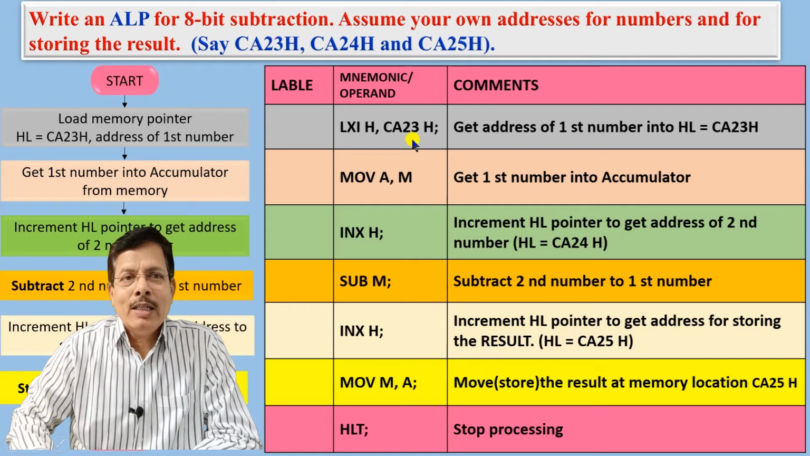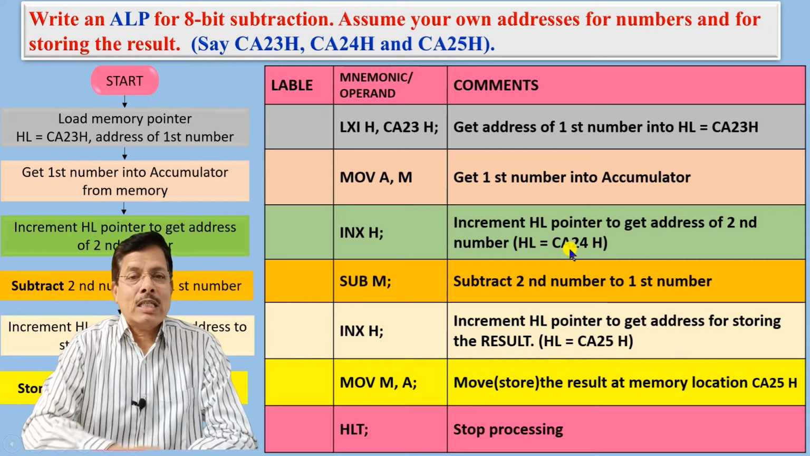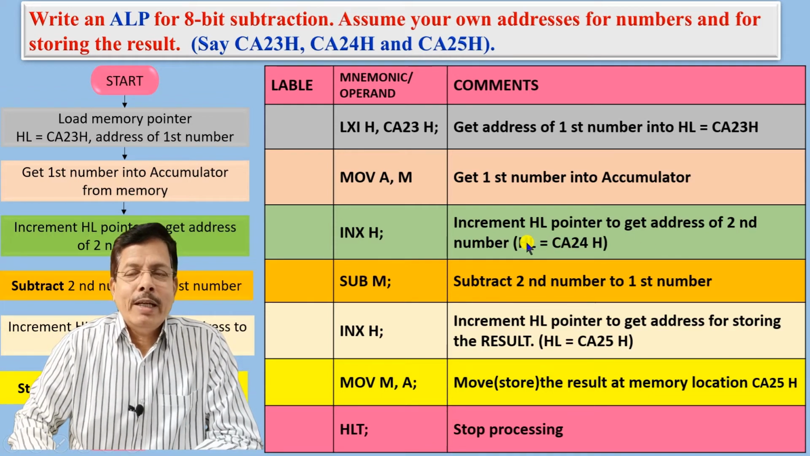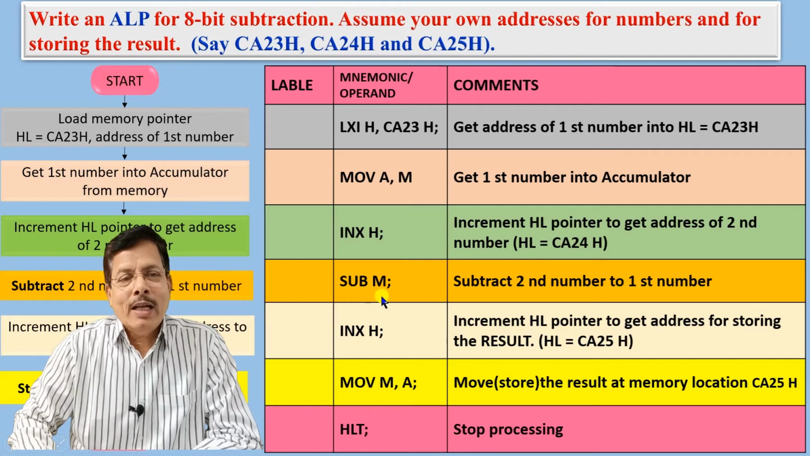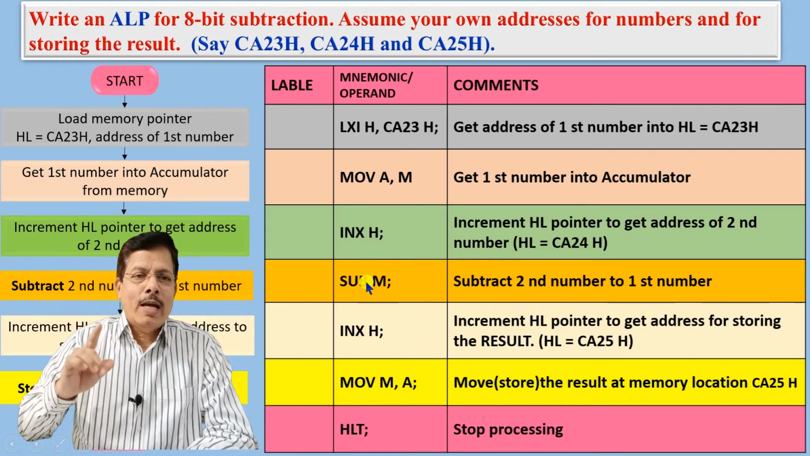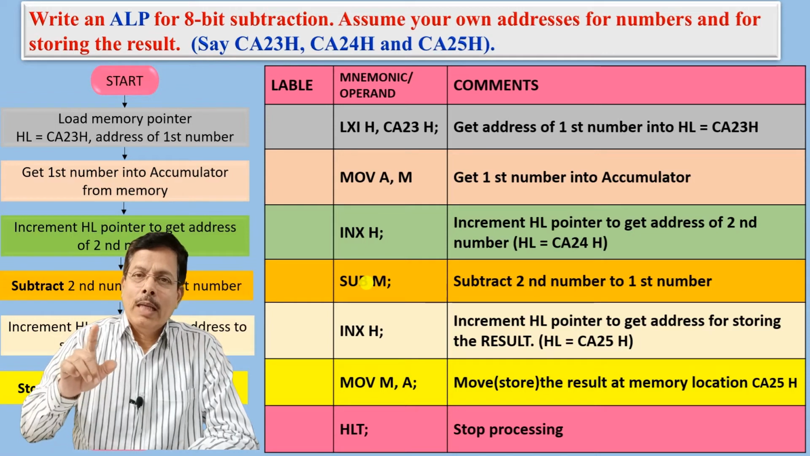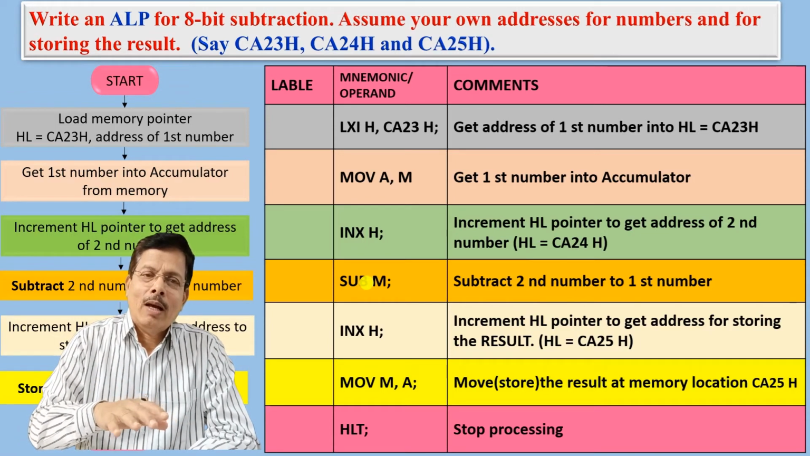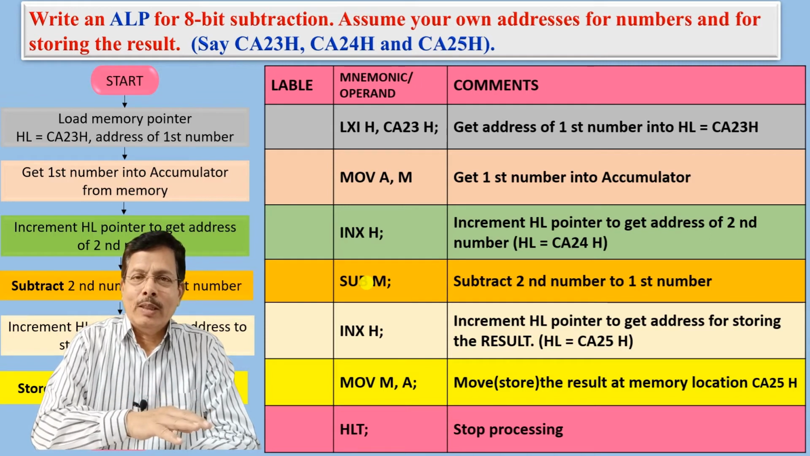What was it earlier? It was CA23. Now it has become CA24 because it is the address where our next number is residing. And then the pointer is ready. So SUB M, subtract memory, and we have studied this instruction. What happens with this? The content of the memory location whose address is given by the HL pair is subtracted from the accumulator, and the result goes into the accumulator.